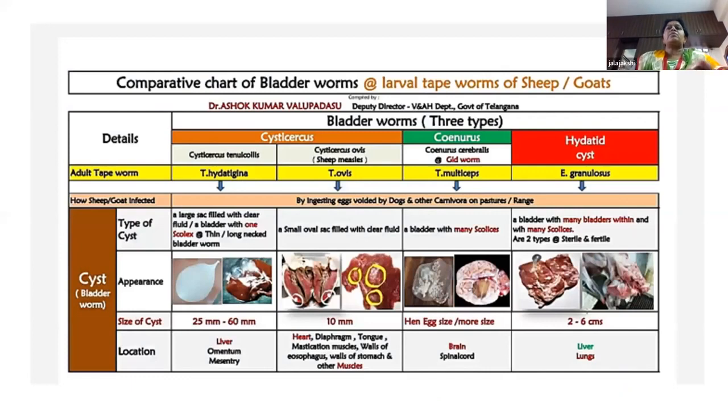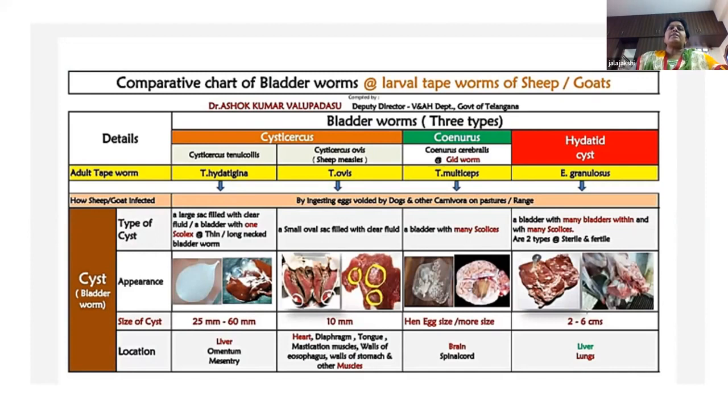So this slide shows a comparison between different bladder worms of sheep and goat. The first one is Taenia hydatigena, the second one is Taenia ovis, the third one is Taenia multiceps, and the fourth one is Echinococcus granulosus. Cysticercus tenuicollis is the bladder worm of Taenia hydatigena, mainly located in the liver, omentum, and mesentery. It measures about 25 to 30 mm in size.